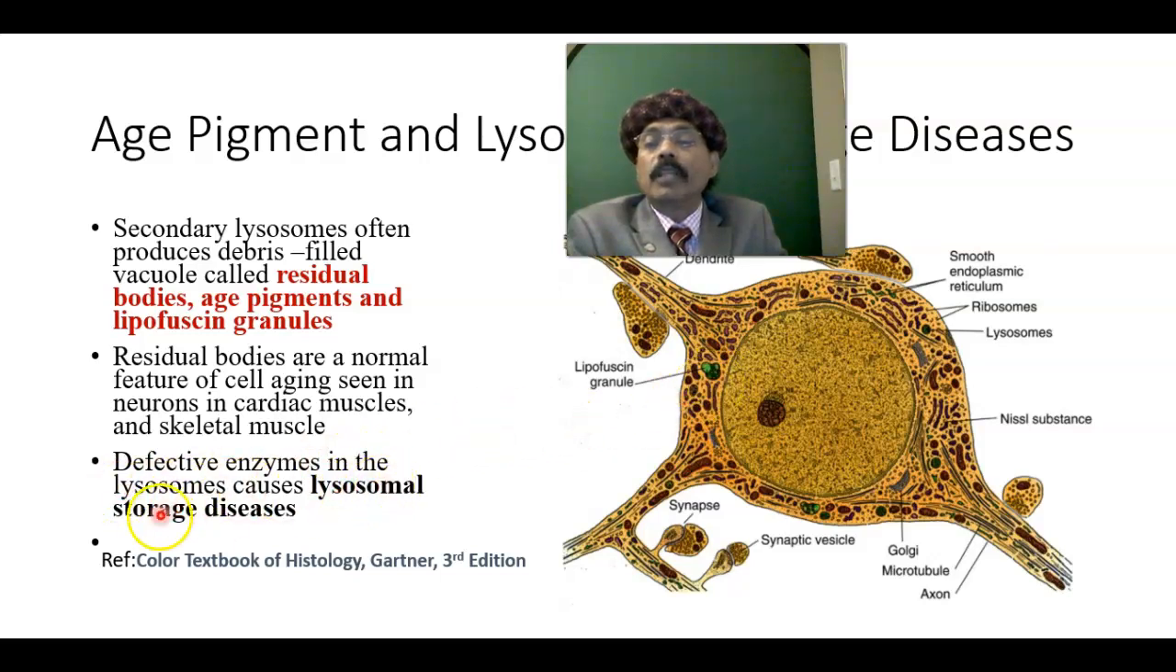Defective enzyme in the lysosome causes lysosomal storage diseases. So we'll go on to find out about the lysosomal storage diseases. Lipofuscin granule is not only present in the neuron, it is also present in other permanent cells like those of the skeletal muscle and cardiac muscle.